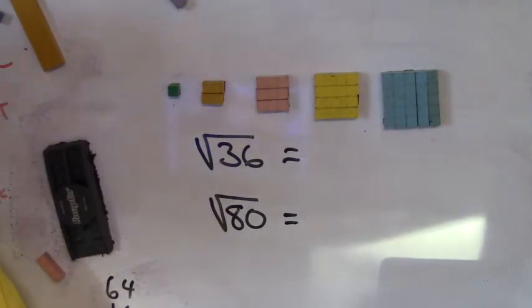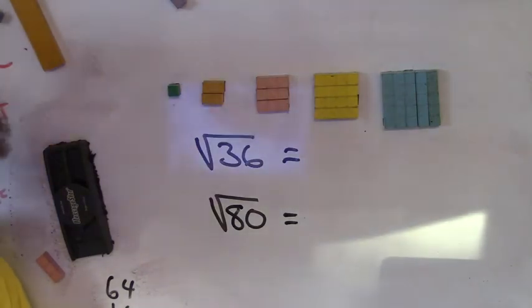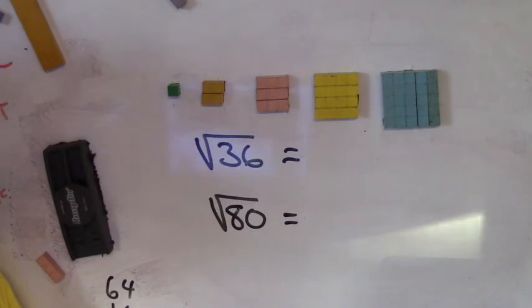So, what's the square root of 36? Square root of 36. Mm-hmm. Oh! Oops. That's funny. Square root 36.